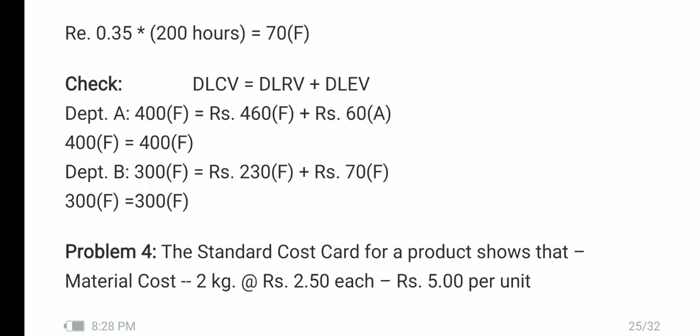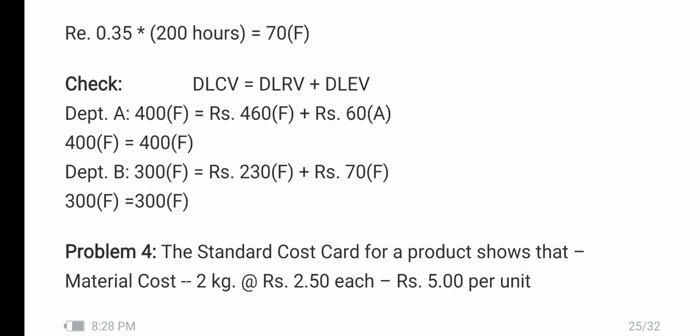We can verify DLCV is equal to DLRV plus DLEV. For department A, 400 favorable is equal to 460 favorable plus 60 adverse, which will give us 400 favorable is equal to 400 favorable. For department B, direct labor cost variance 300 favorable is equal to rate variance 230 favorable plus efficiency variance 70 favorable. So 300 favorable is equal to 300 favorable. In this way we are proving.